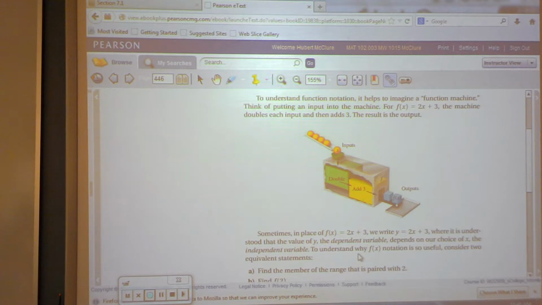Actually, I've used a hay baler and I've used a bicycle. I like that one because I use one at work, so it makes sense. But we just went over 7.1. Now, you can also find your domain and range graphically.